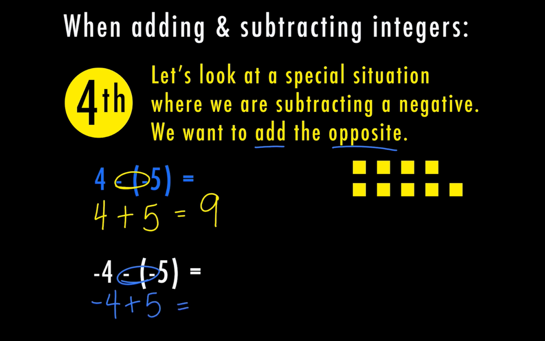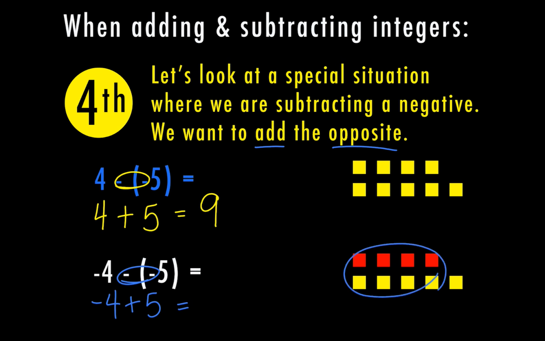So let's go ahead and use our tiles again. Now I have 4 negatives and 5 positives. So these 4 positive and 4 negative are going to cancel to make 0, and I'm left with a positive 1.